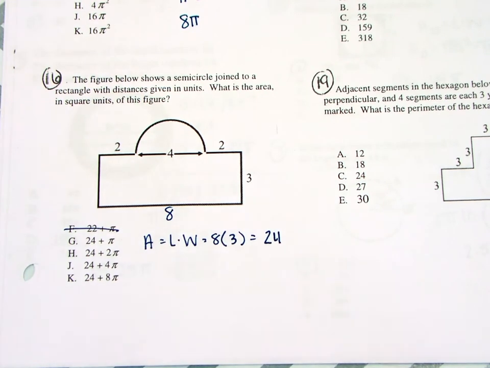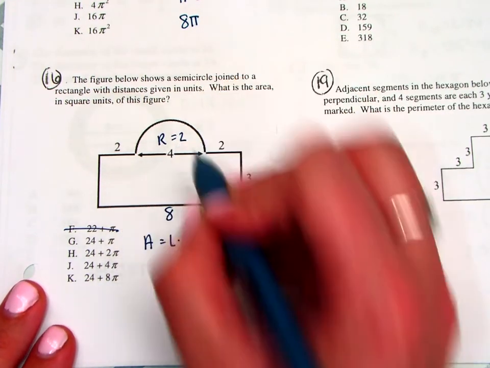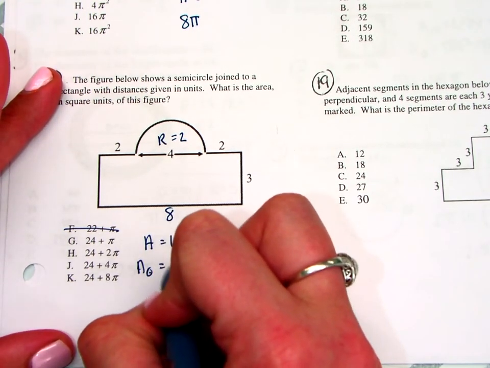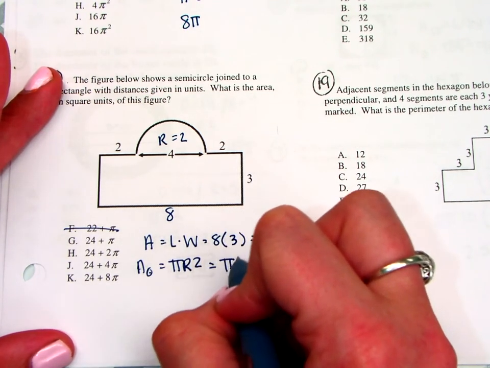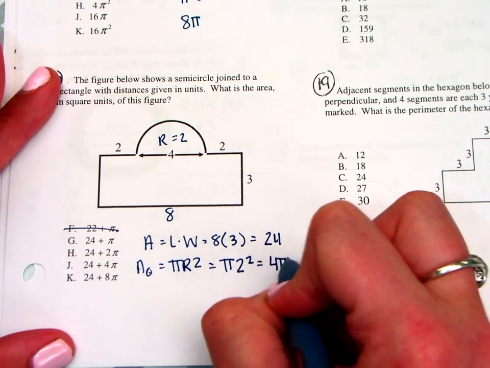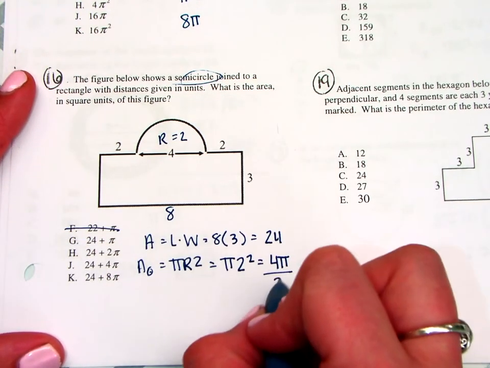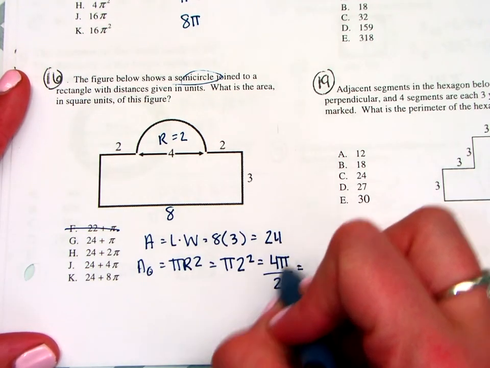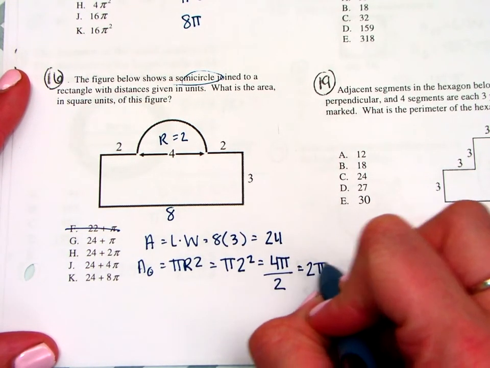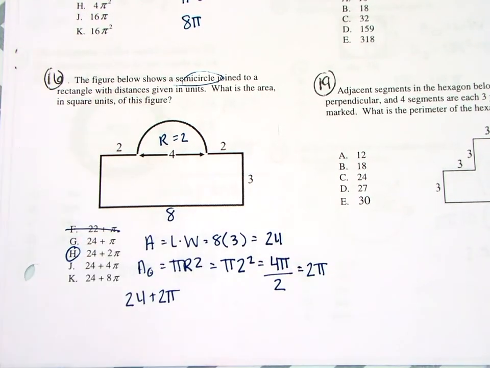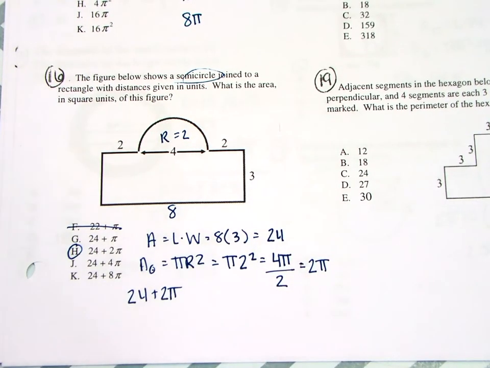The area of the circle, our radius here is 2 because the diameter is 4. So the area for the circle is pi r squared. So pi times 2 squared is 4 pi. However, I only want half of a circle. It's a semicircle. So I have to divide my area by 2 because I only want half. 4 divided by 2 is 2, so 2 pi. So 24 plus 2 pi is option H. So be very careful when you're dealing with semicircles. Remember, they're actually half of a circle. So I need to be dividing my area in half.